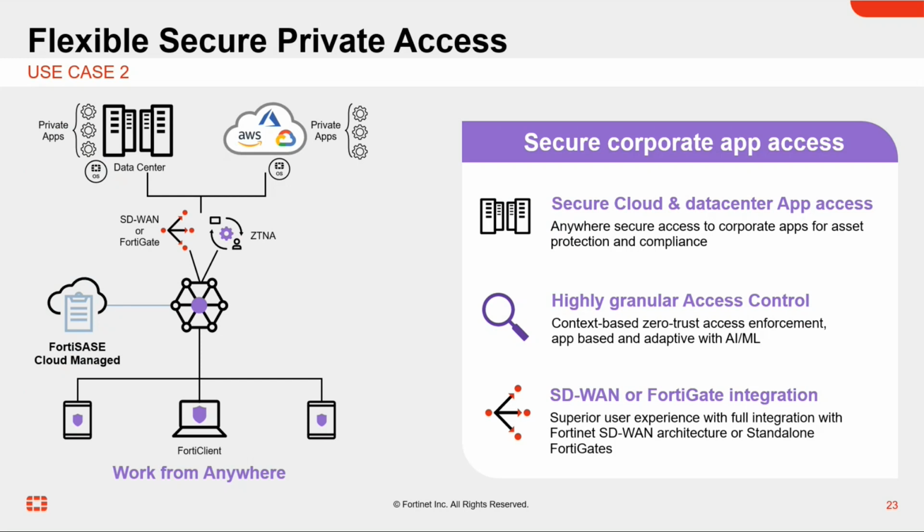From a secure private access perspective, so this is where we start to integrate with the SD-WAN component. So this provides the secure cloud and data center application access, providing highly granular access control. So similar to what we can do from a remote user perspective, going to the public internet, we can also control this for that remote user accessing those corporate applications once again, and then providing that true connectivity from an SD-WAN perspective, or potentially not deploying SD-WAN, but just using IPsec connectivity from a FortiGate device into the FortiSASE infrastructure.